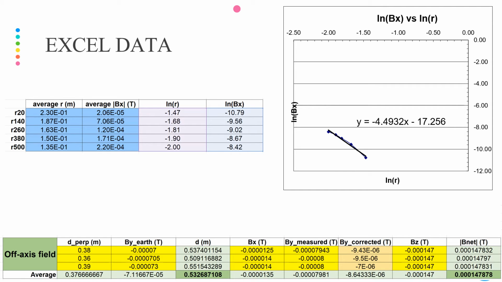Here is the data from the Excel sheet. As you can see, the equation in the previous slide was taken from the line calculated from the plot of natural log of r versus natural log of the x component of the magnetic field.